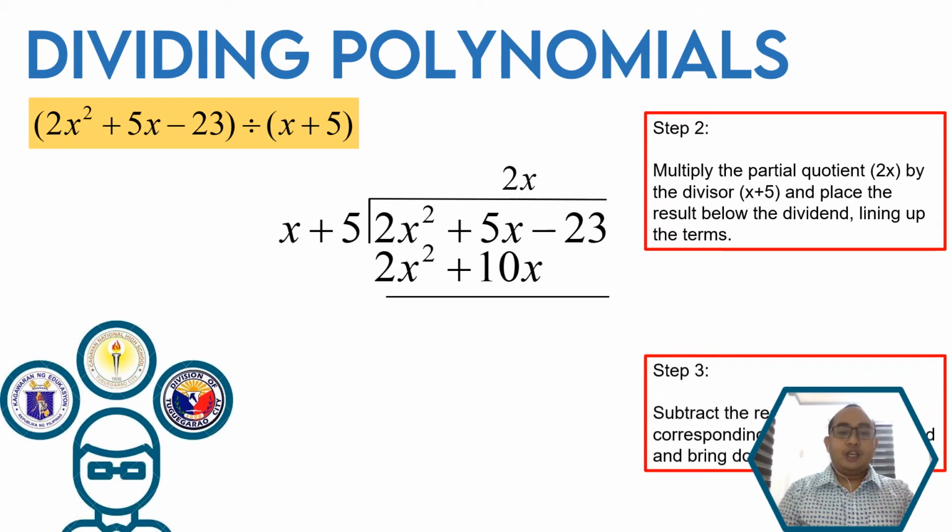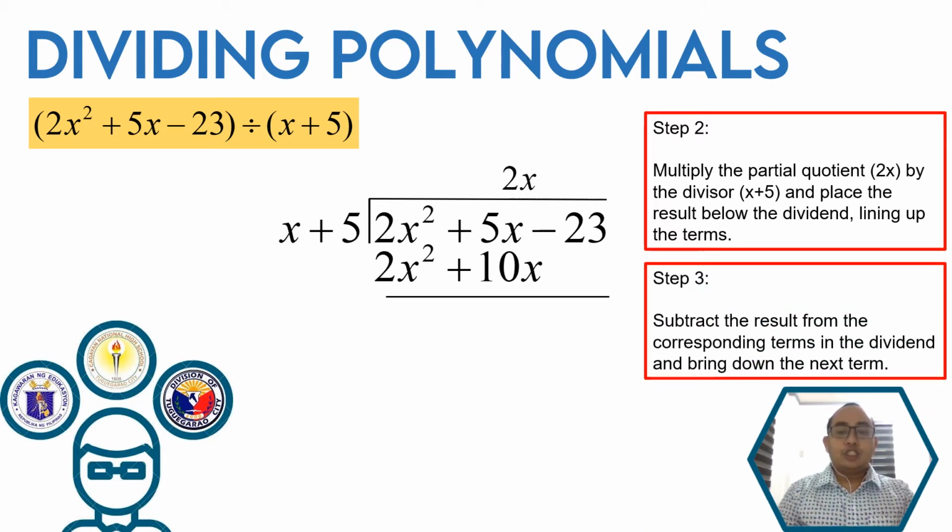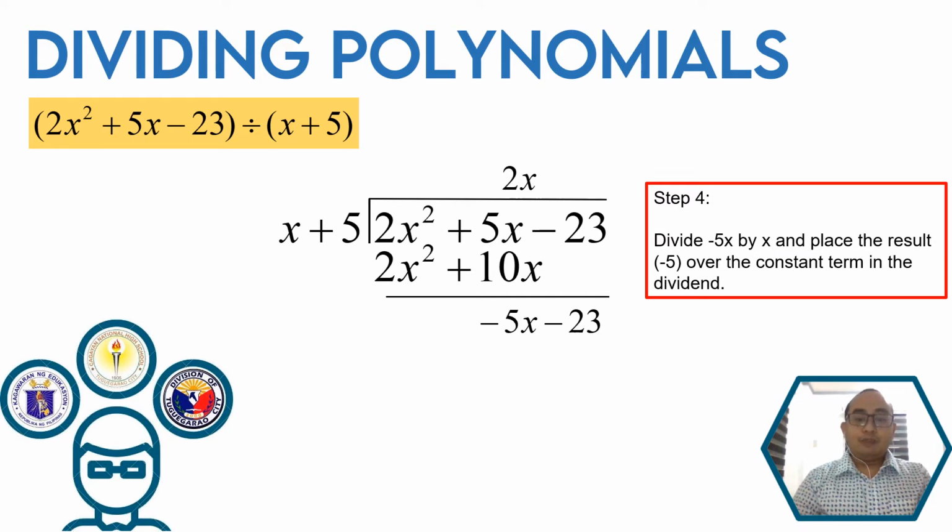After that, we proceed to step number 3, which says that we are going to subtract the result from the corresponding terms in the dividend, and we bring down the next term. So 2x squared minus 2x squared will give us 0, or those will cancel out, I should say. And then 5x minus 10x will give me negative 5x, and we bring down negative 23. Proceed to step number 4. We divide negative 5x by x and place the result, negative 5, over the constant term in the dividend.